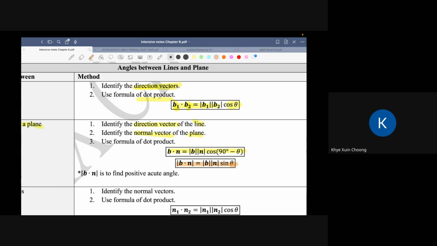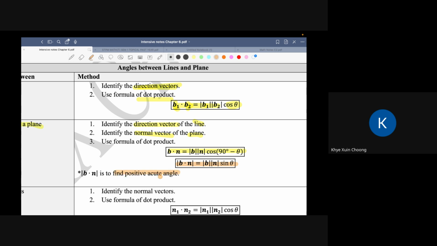If you find the direction vector and the normal vector, then you use b dot n equals |b||n| sin theta. Notice that here is the dot product, b dot n equals |b||n| sin theta, and you need to take the modulus of it. Why do we need the modulus? Because we want to find the positive acute angle.